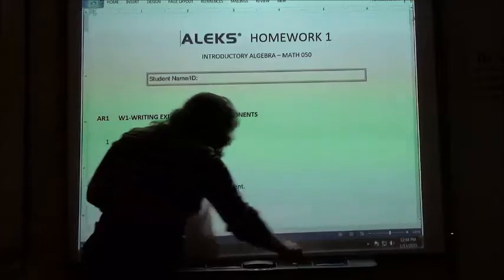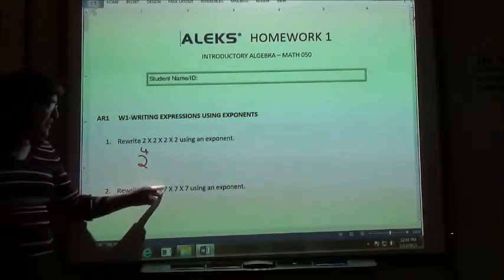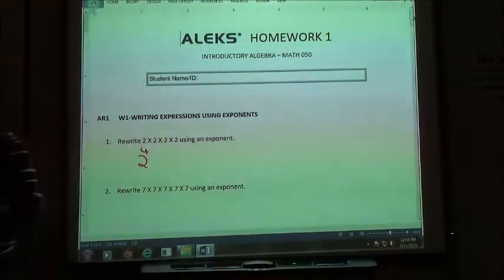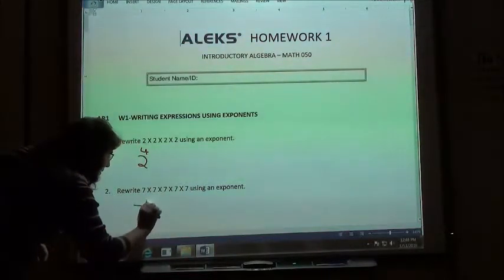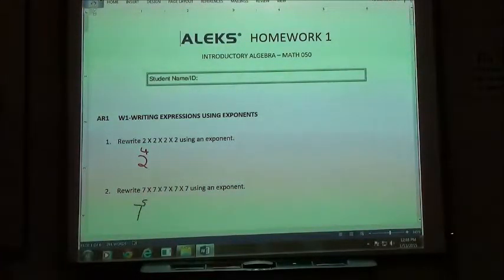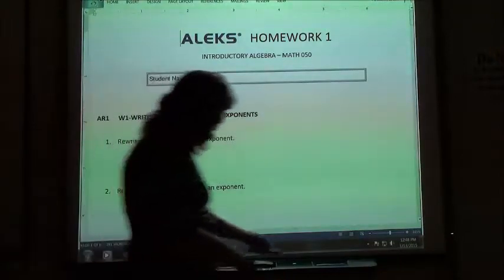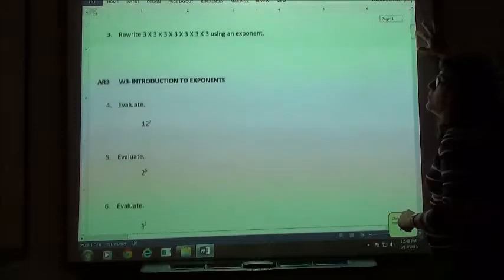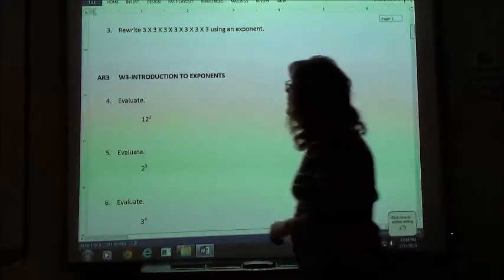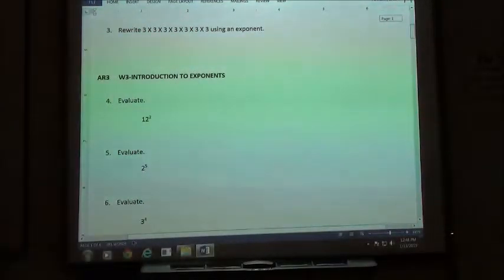So number 2, we have 7 times 7 times 7 times 7 times 7. How would you write that using an exponent? 7 to the 5th power. 7 is the base, 5 is the exponent. So, number 3, we have 3 times itself a whole lot of times.